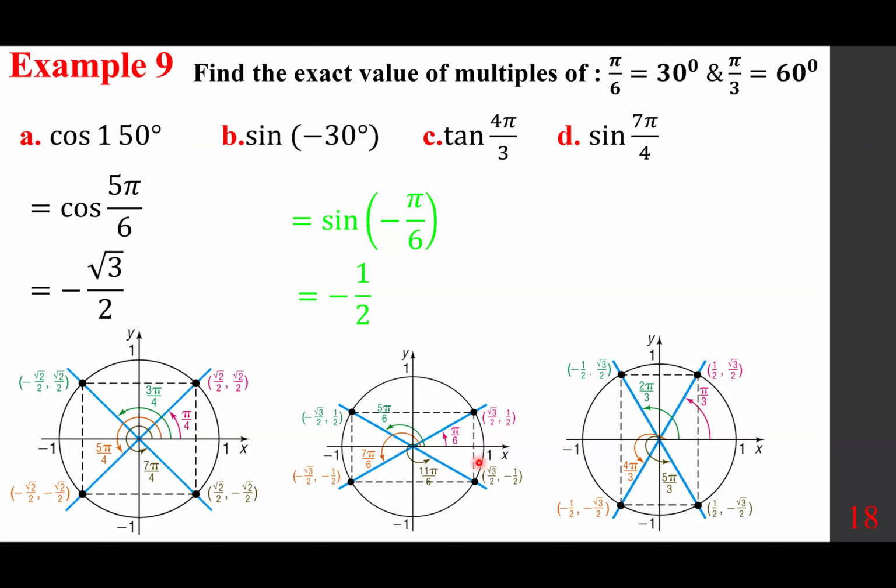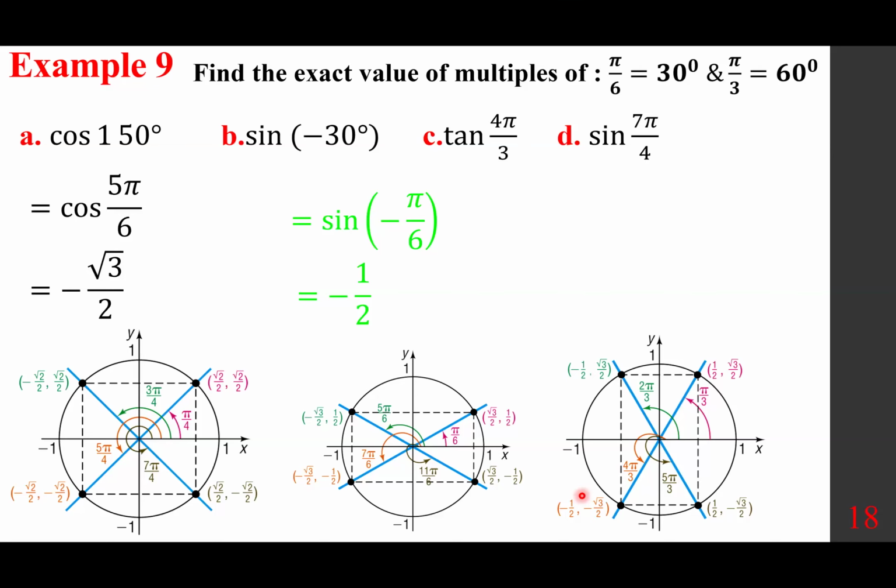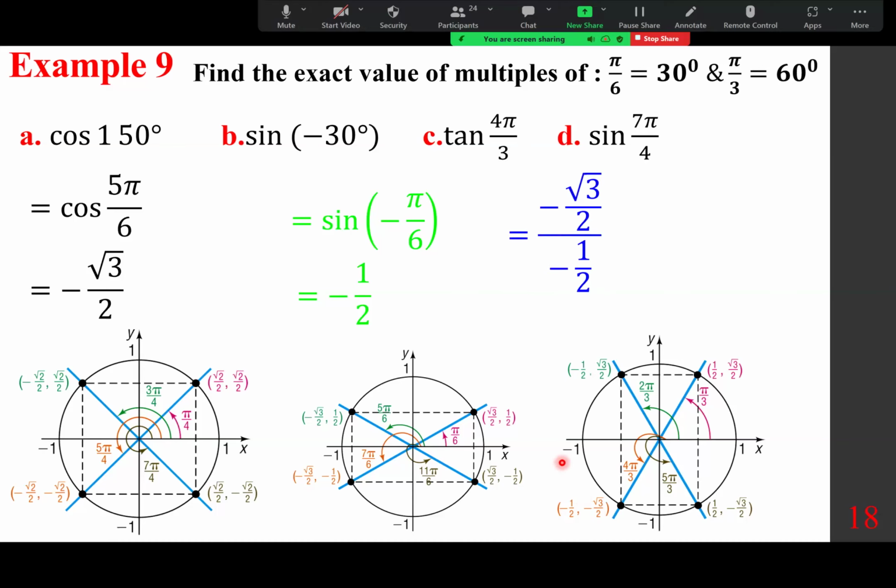Tangent of 4 pi over 3. So it's associated with pi over 3. 4 pi over 3 puts us in the third quadrant. In the third quadrant, both sine and cosine are negative. Because both are negative, the ratio is positive, and that's the key. So you can put the ratios, sine, which is the y coordinate, over the x coordinate, and it becomes positive square root of 3.